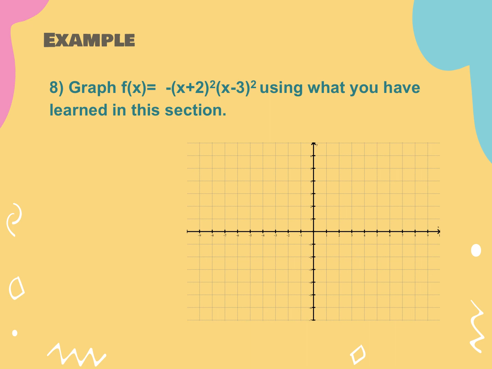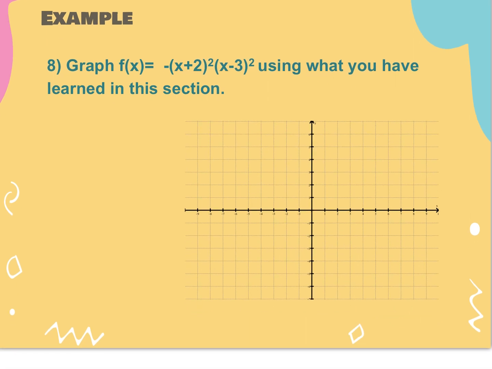Okay, same goes for this one. This is the same kind of problem. Again, I'm going to have a is negative 1. I know that x equals negative 2 two times, because this is x plus 2, x plus 2, and this is x minus 3, x minus 3. And so I've got negative 2 as a solution twice, and I know that positive 3 is a solution twice. So it's going to bounce at negative 2 and it's going to bounce at 3. So again, here's 3. Here's negative 2.